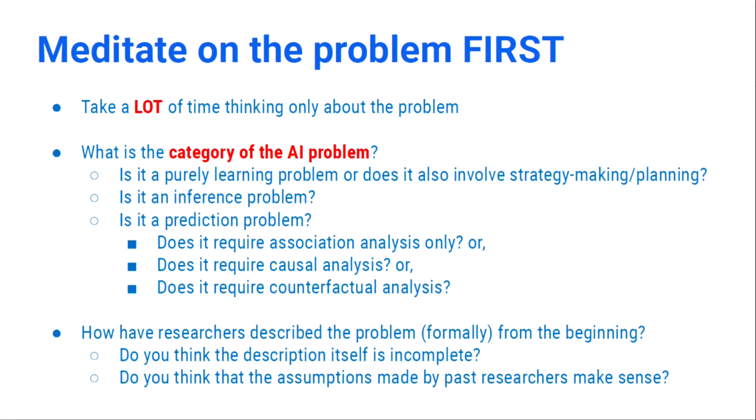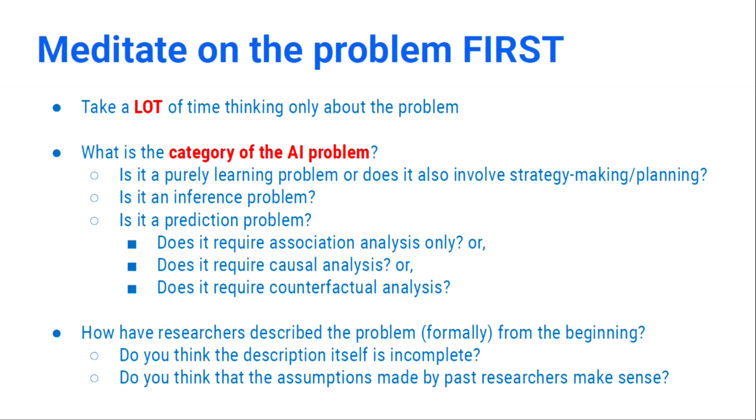Meditate on the problem first. So I'm going to very quickly go through it. Meditate on the problem first. Take a lot of time just thinking about the problem. Don't rush into the solution. What is the category of the AI problem? Is it a purely learning problem? Is it an inference problem? Is it a prediction problem? If it is a prediction problem, is it an association analysis problem? Does it require causal analysis, or does it require counterfactual analysis?